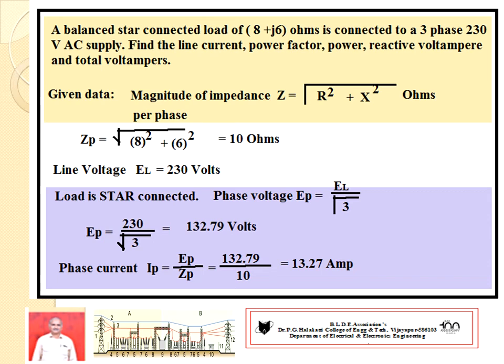What are the data given? The voltage given is always the line voltage. 230 volts is given; whatever voltage is given, that itself is the line voltage. The connection is star, so line voltage equals 230 volts. Number 2, the magnitude of impedance Zp equals the square root of R squared plus X squared, where R equals 8 and X equals 6. It is given in rectangular form, no problem.